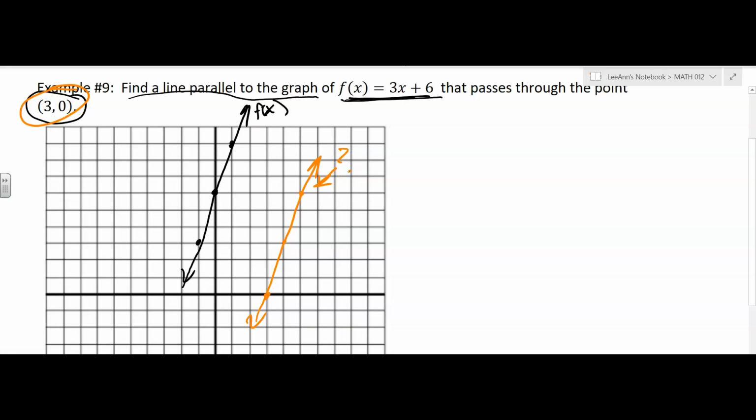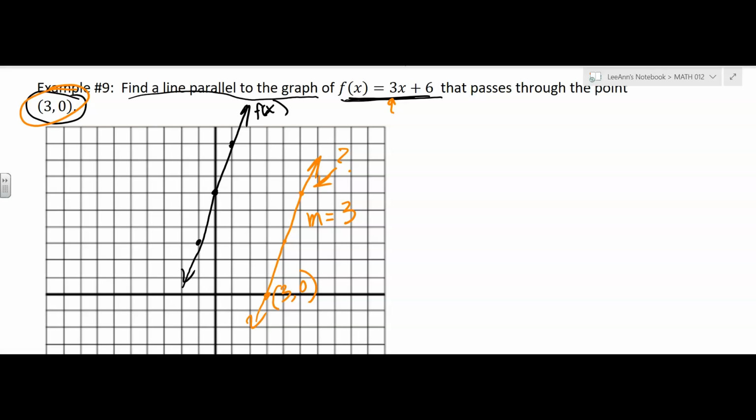Well, we have a couple ways to find a linear equation. You can use point slope, or you can use slope-intercept. We don't really have the y-intercept here, but we do have a point. We know this point right here, (3, 0), and we know the slope. So it looks to me like we should use point slope. Now, if you're asking, how do I know what the slope is? It comes from right here, the other equation. So I'm looking for a graph that's going to have the same slope as f of x, but it's going to go through the point (3, 0).